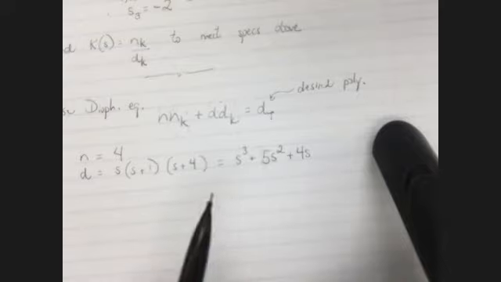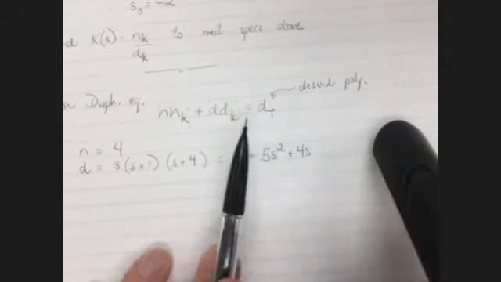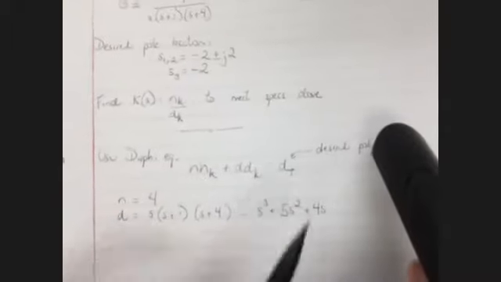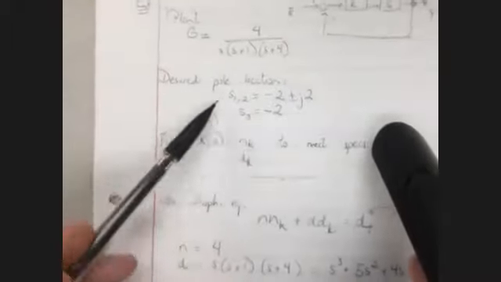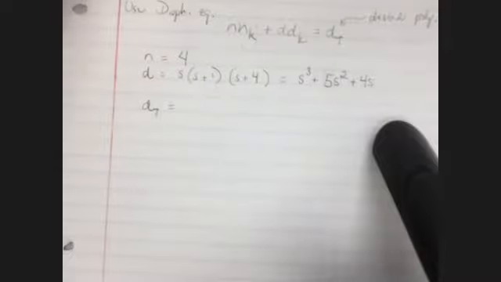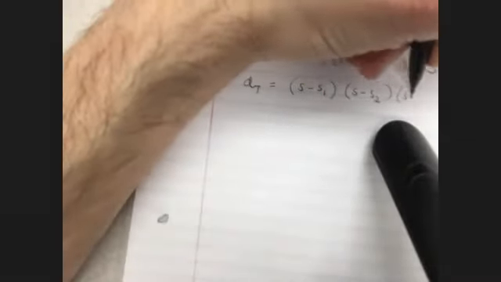But then yeah, we need the one on the right side. So DT is going to be the polynomial that captures the desired behavior. Here I was given the desired poles, so what we can do is build our DT based on those desired poles. If the desired poles are S1, S2, S3, my DT is going to be S minus S1, S minus S2, S minus S3.